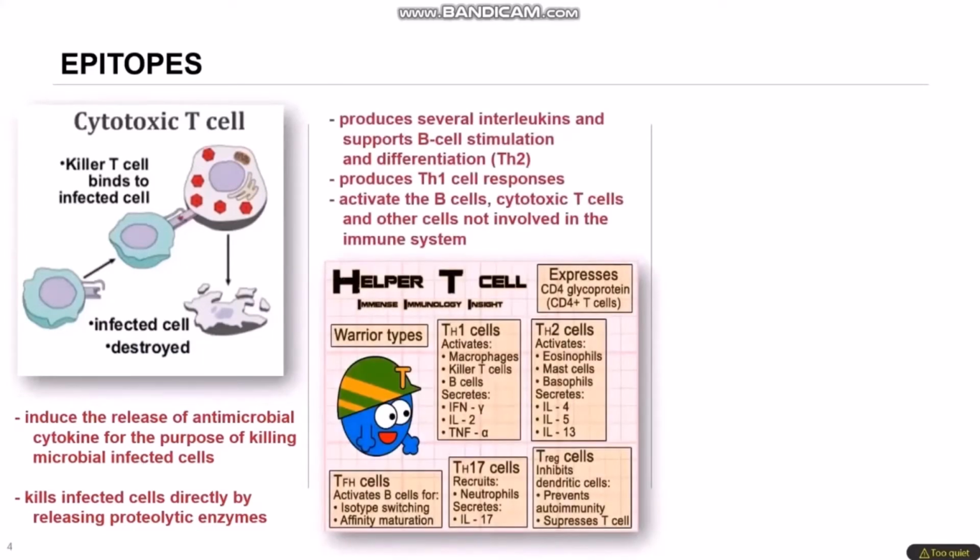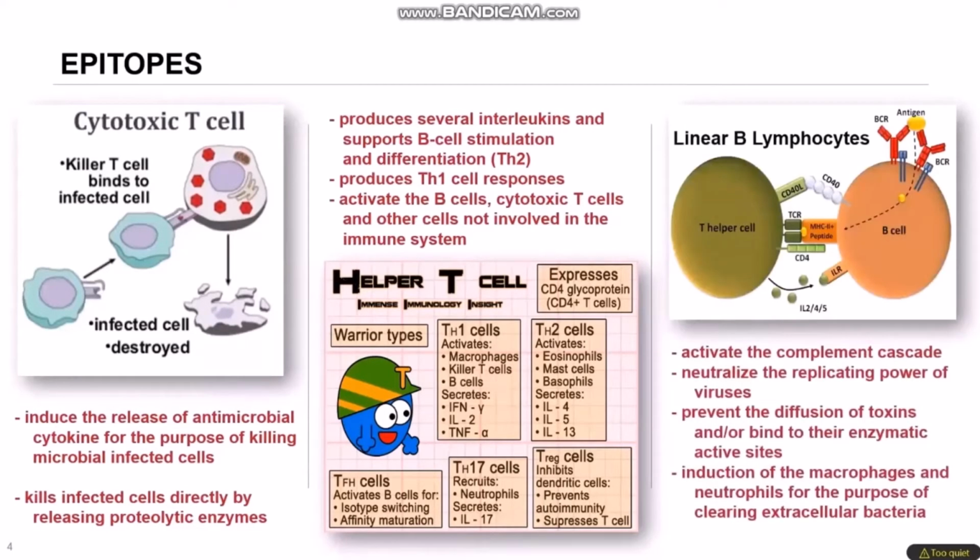Next is the helper T lymphocyte. It clears the pathogens residing within and outside the cells. They produce several interleukins and support B cell stimulation and differentiation. It also produces the Th1 cell responses and activates the B cells, cytotoxic T cells, and other cells not involved in the immune system. And last, we have the linear B lymphocytes.